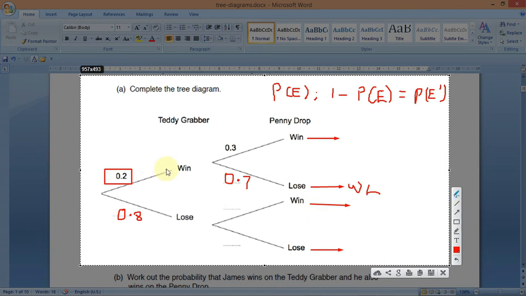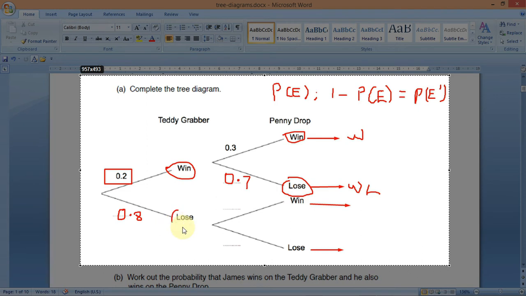If you take this and this, you have probability win-win there. Then this with this, that is win-lose. Then lose-win, then lose-lose here, probability lose-lose. Now if you are observing, this is win-win, sorry about that.